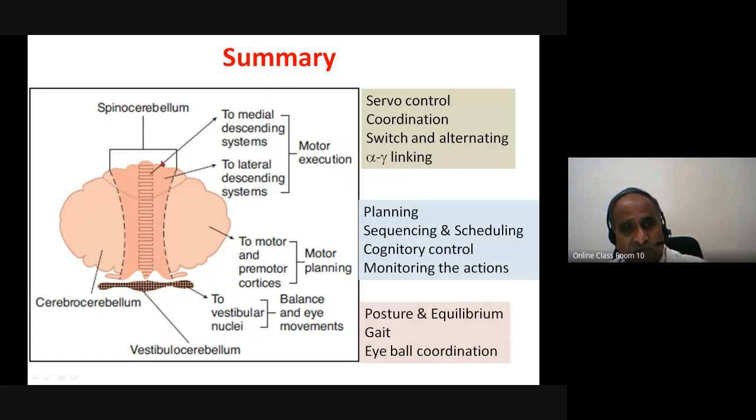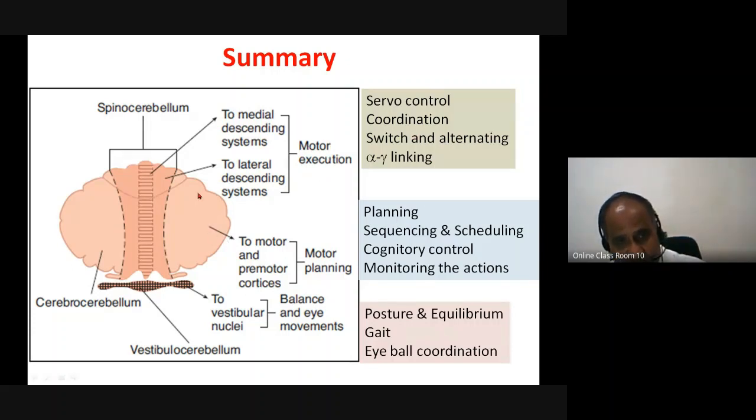So now, the spinocerebellum performs motor execution. In motor execution, there is a servo control mechanism, coordination, switching and alternating actions, and alpha-gamma linkage. These are the actions of the spinocerebellum.